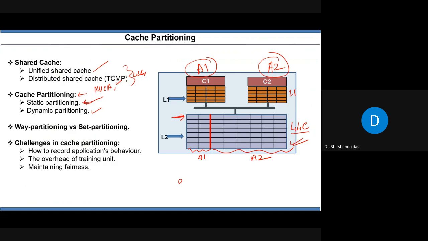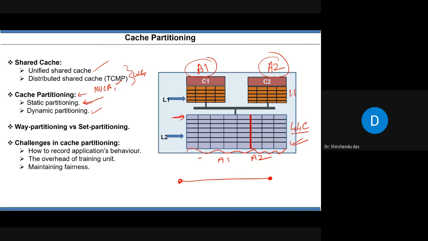So suppose at this moment a partition change happened, and the partition is currently this. Then maybe after this is the period. After this period, it will again check the behavior of the applications, and based on this behavior, maybe the partition will change from this position to this position. Okay, so now this entire part will be accessed by A1, and only this part will be accessed by A2, and this will be repeated. So static partitioning and dynamic partitioning is clear.